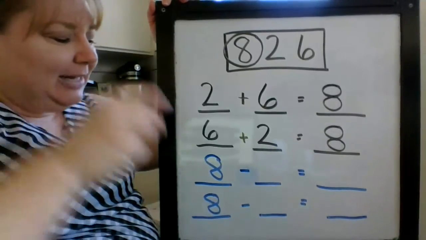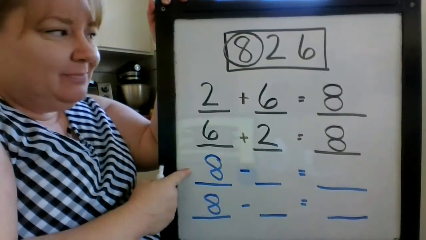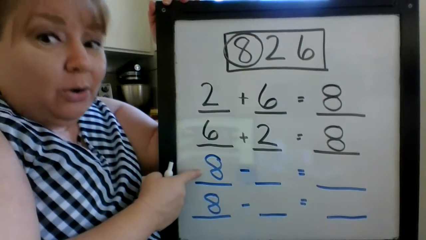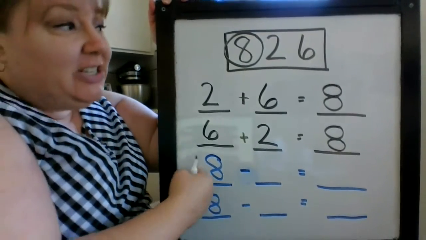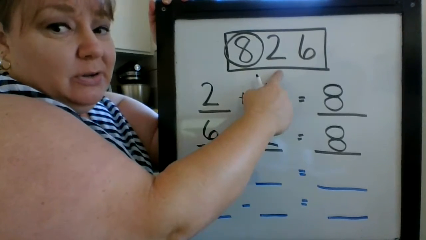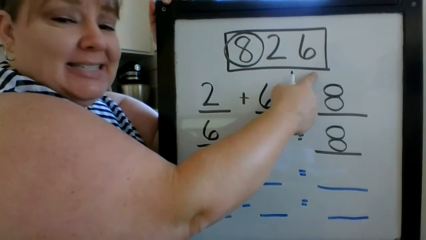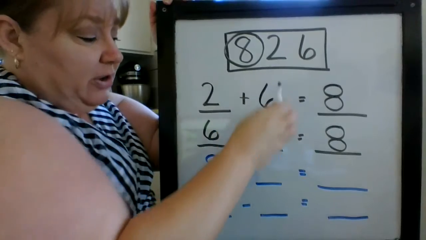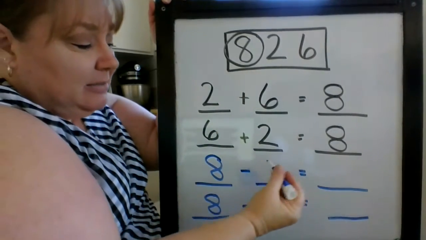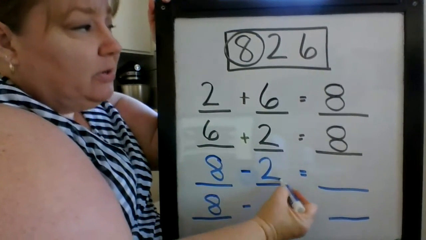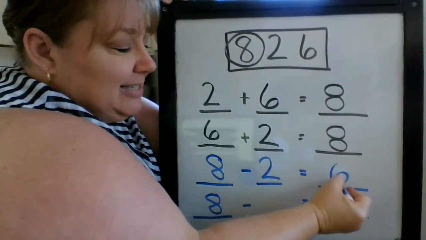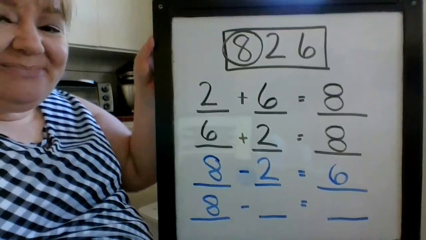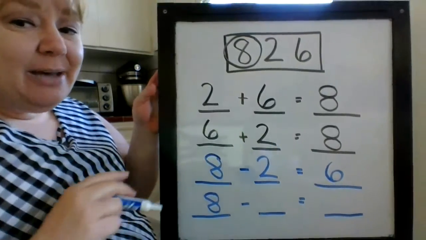Now, let's make our subtraction problem. We already used our whole enchilada. So what numbers do we have left to use? We have 2 and we have 6. All right, let's start with our 2. 8 minus 2. And what number am I left with? 6. Excellent job.